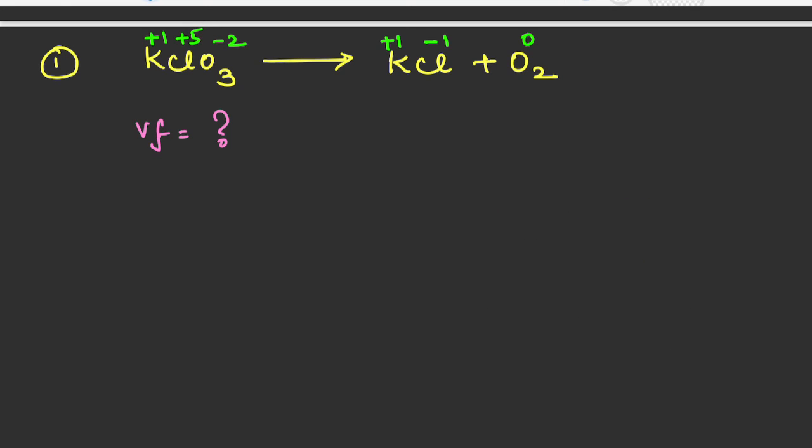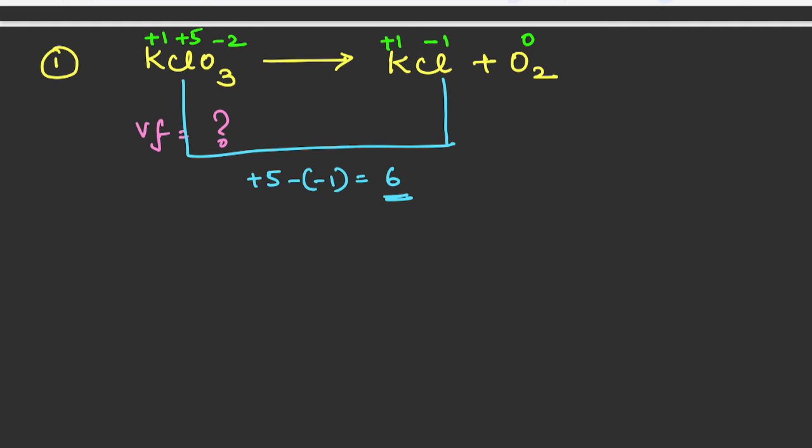And after this, what you have to do is see which element undergoes oxidation and which element is undergoing reduction. Now here you can see chlorine, compare with this chlorine. The oxidation state on chlorine here is +5 and here it is -1. So what is the change in oxidation state? The change is from +5 to -1. So +5 minus of -1 will be equal to 6. So 6 is the change in oxidation state.